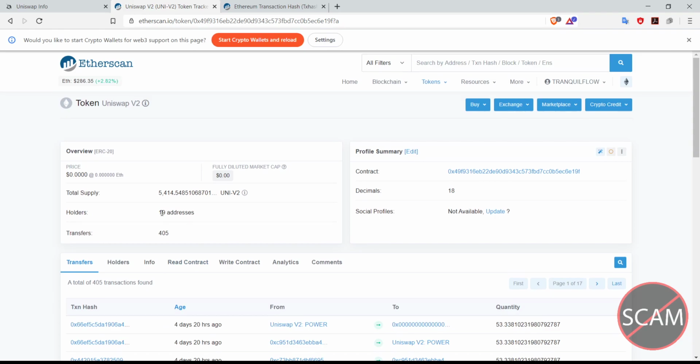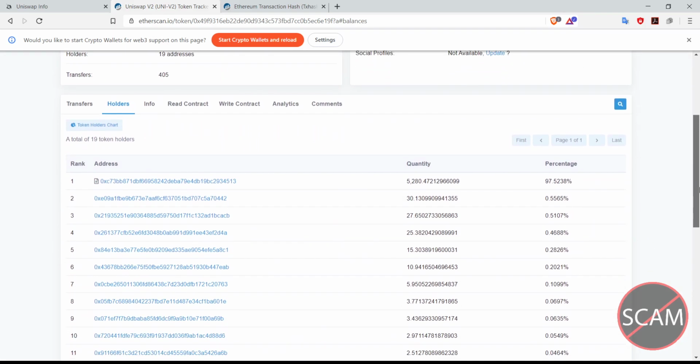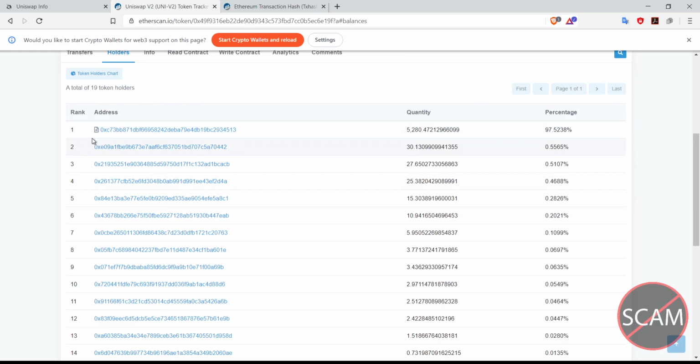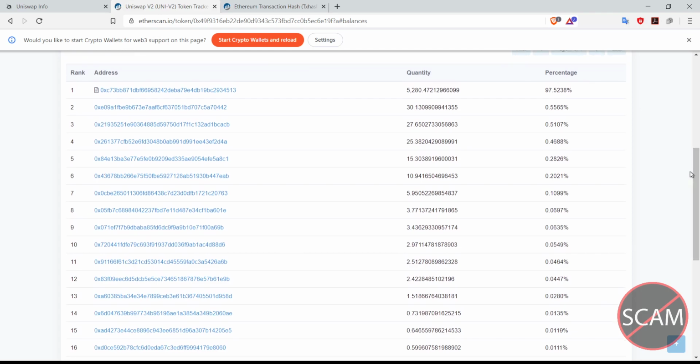And so we can see there are 19 addresses. My understanding is that actually means there are 19 liquidity providers for Unipower at the moment. And if we go to holders, we can see the liquidity vault address, the contract, is by far holding the vast majority of liquidity for Unipower. And that makes sense because the devs put 100% of their tokens into liquidity.